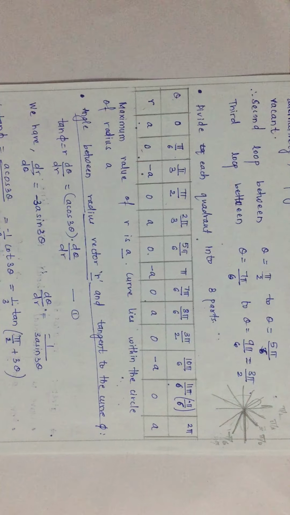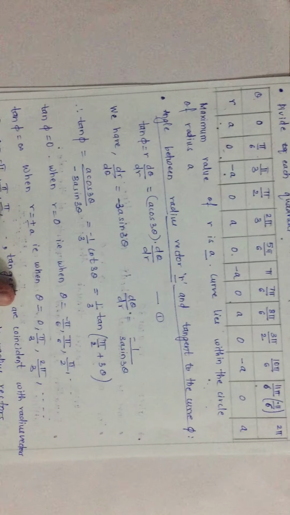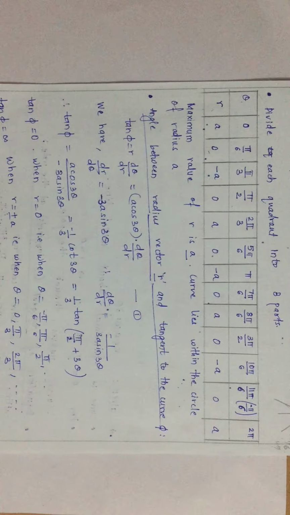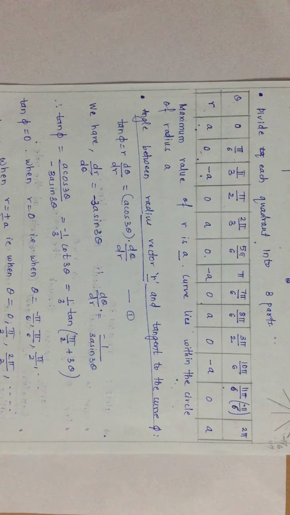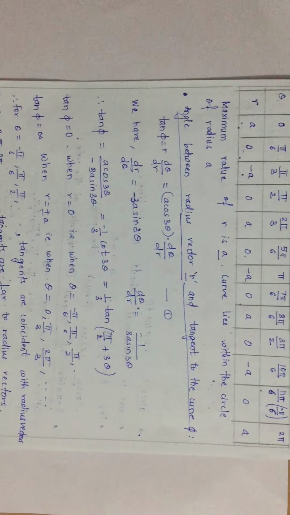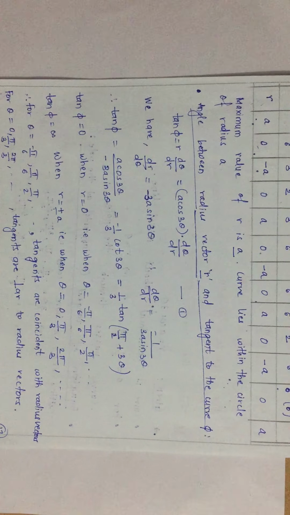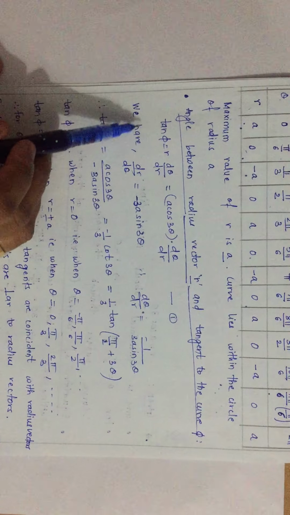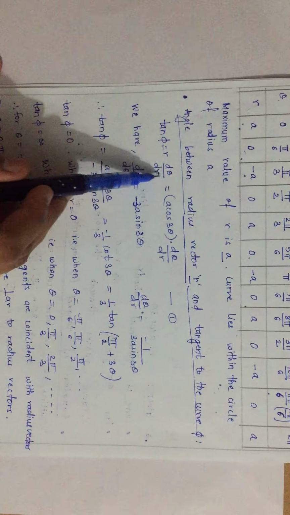We also need to know which are the tangents for which the radial vector will be coincident and which are the tangents for which the radial vector will be perpendicular. For that we use the formula tan phi equal to r dθ by dr, that is, r d theta by dr.